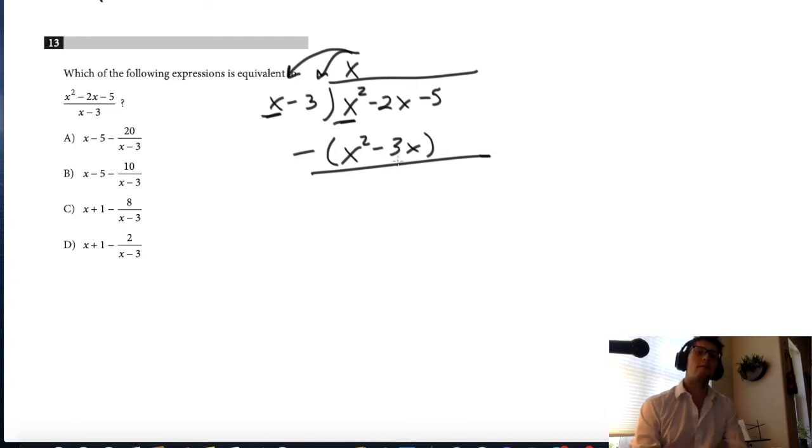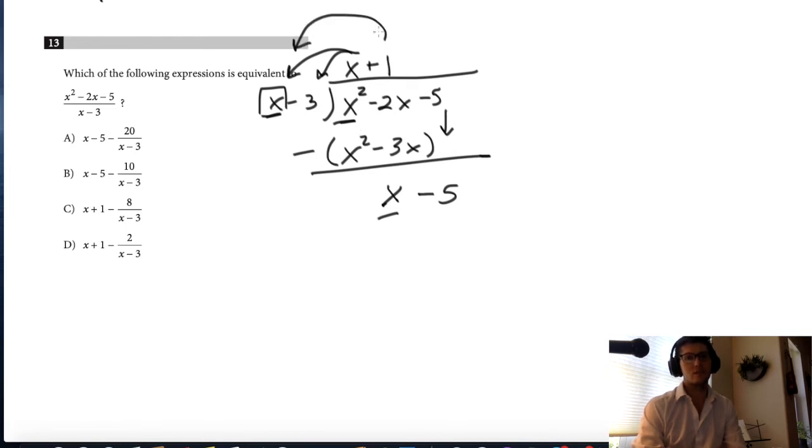Negative 2 minus negative 3, which ends up being positive 3, means that we're up to 1x. And then we bring this negative 5 down because nothing has been subtracted from that. Now we say how many times does x minus 3 go into, or how many times, again, with leading terms x and x, of course, goes in once. We see what's left when we multiply that 1 down. Of course, we get x and also 3.